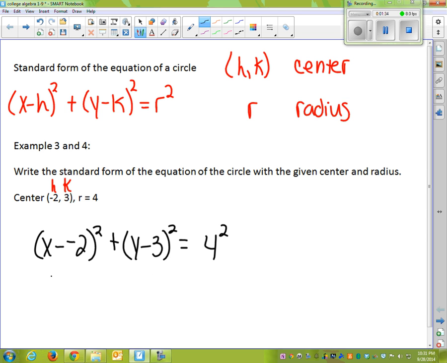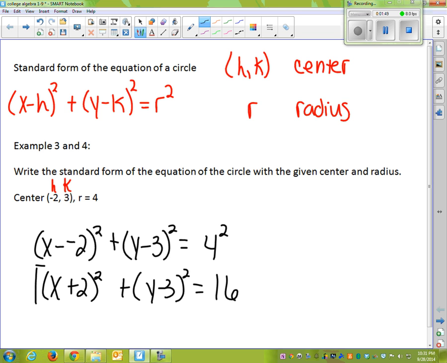The minus and negative becomes (x plus 2) squared, plus (y minus 3) squared, and 4 squared we need to write as 16. That is the standard form of the equation of a circle.